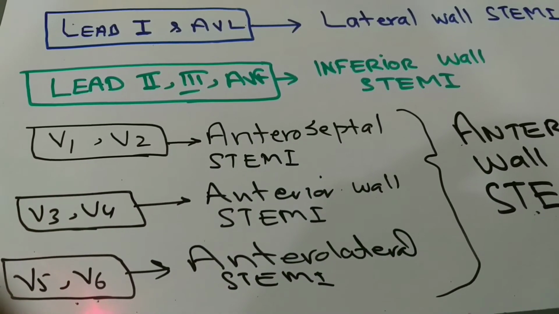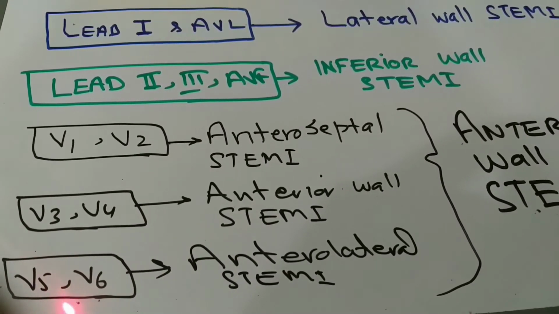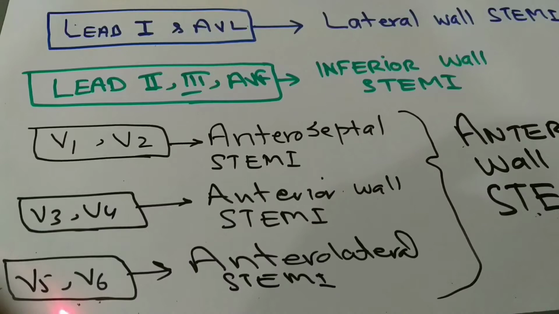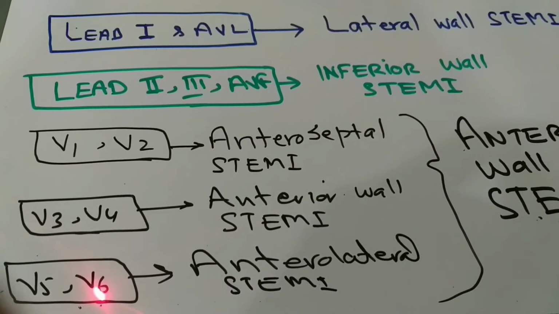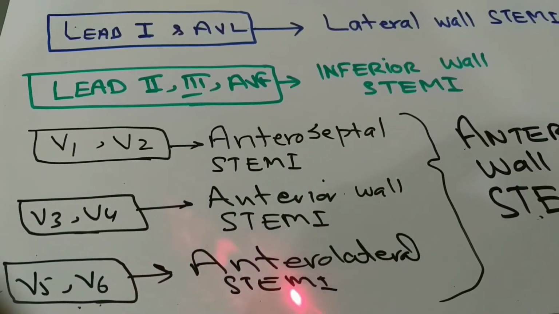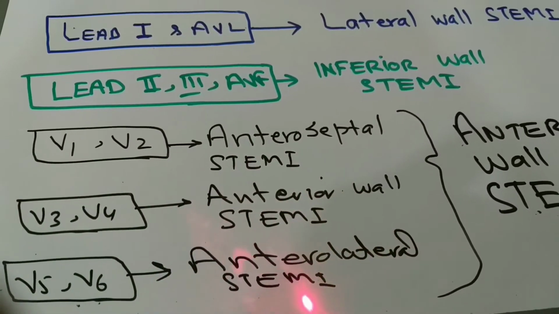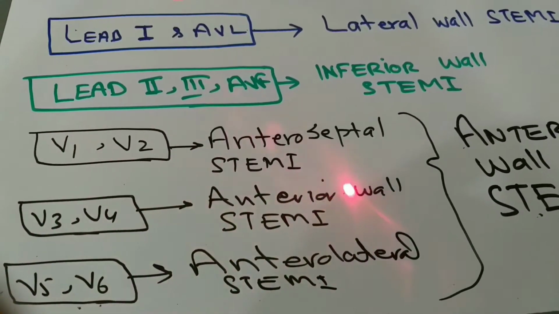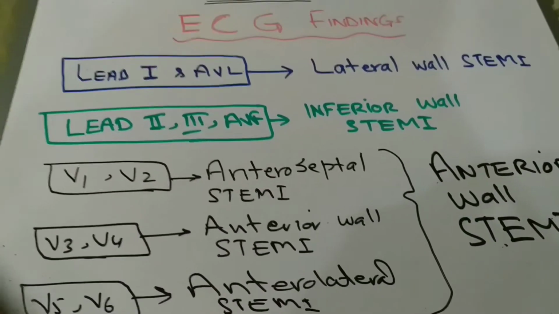And V5 and V6, as they are located on the lateral side of the anterior wall of the heart in the 5th intercostal space, V5 in the anterior axillary line and V6 in the middle axillary line, are known as anterolateral leads, and a change of ST elevation would be known as anterolateral STEMI. But in total, V1 to V6 are known as anterior wall ST elevation MI, anterior wall STEMI.